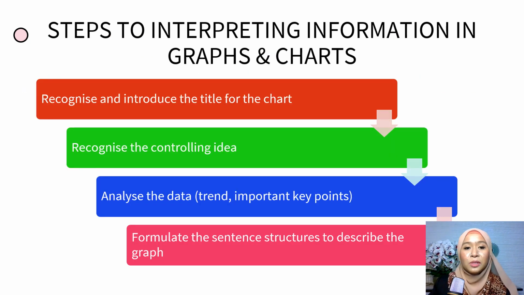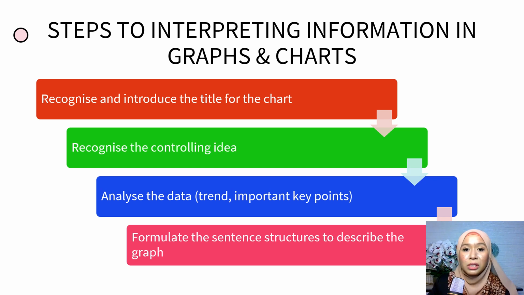So these are some tips to interpret information in graphs and charts. You should put in your mind that you're telling your audience about the graph that you're presenting. So firstly, you need to look at the graph and understand it. What kind of graph is it? Is it a bar graph, pie chart, or table?